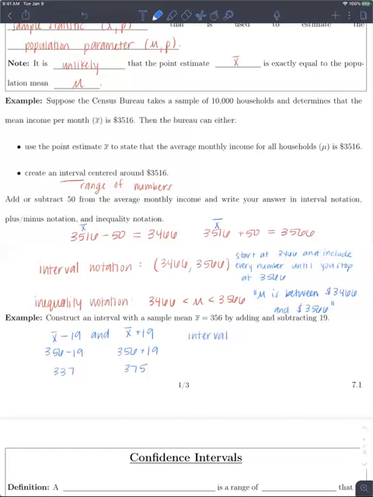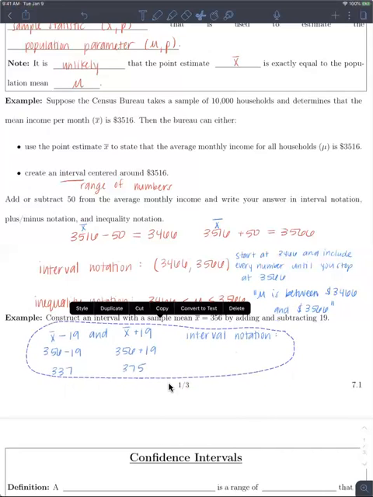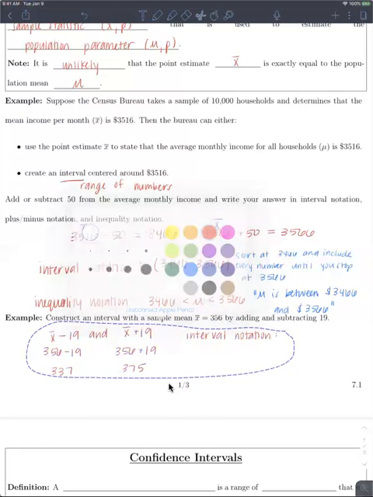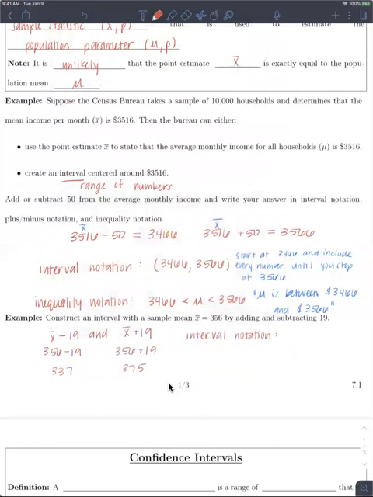So my interval notation, which number am I going to put first? Yeah, the 337, because it's always the smaller one, right? I just realized I was using a different color on Wednesday. I'm going to have 337, and then I'm going to go up to 375. So that's my interval notation.